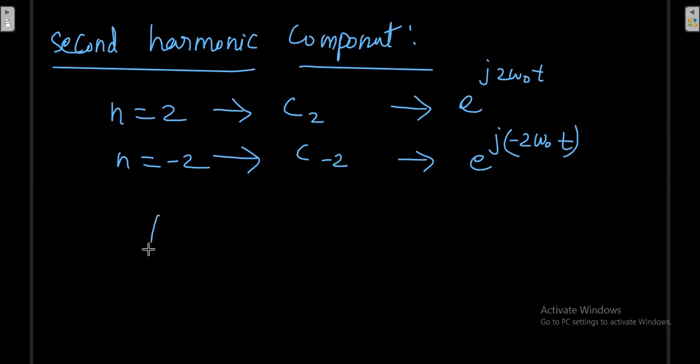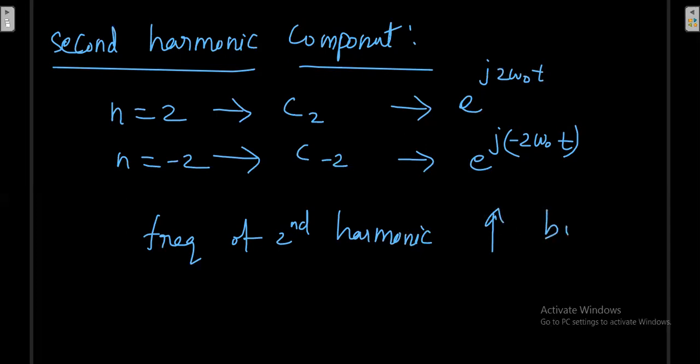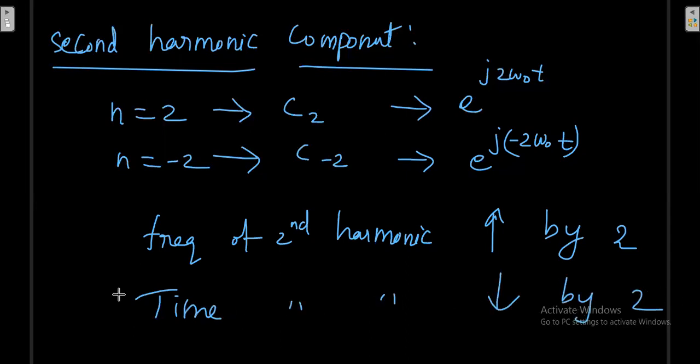So the frequency of the second harmonic increases by a factor of 2, whereas the time period of the second harmonic decreases by a factor of 2, because as the frequency increases, definitely the time period of that component has to decrease.